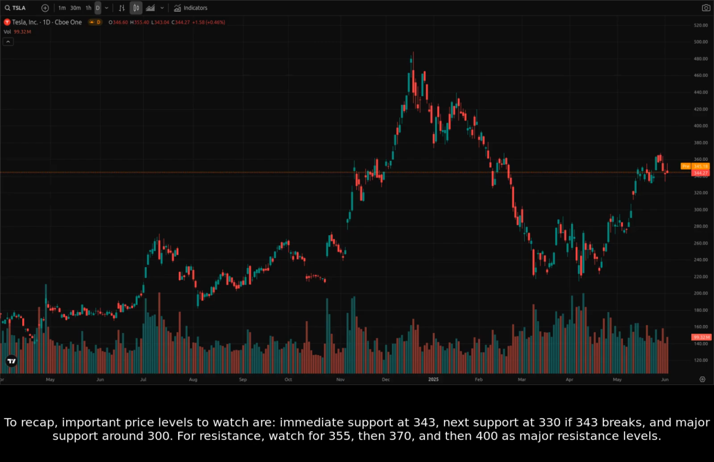To recap, important price levels to watch are immediate support at 343, next support at 330 if 343 breaks, and major support around 300. For resistance, watch for 355, then 370, and then 400 as major resistance levels.